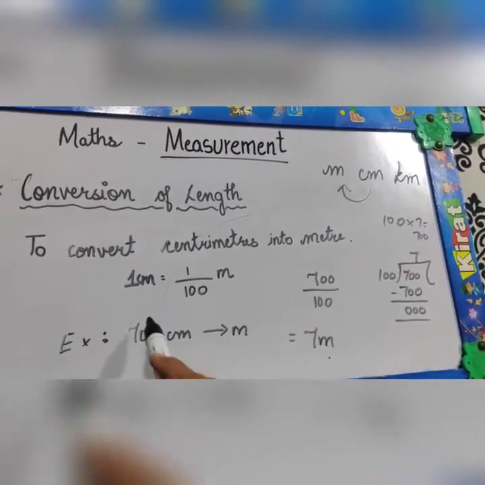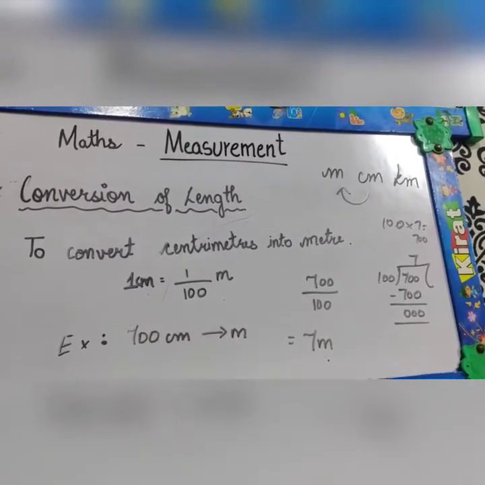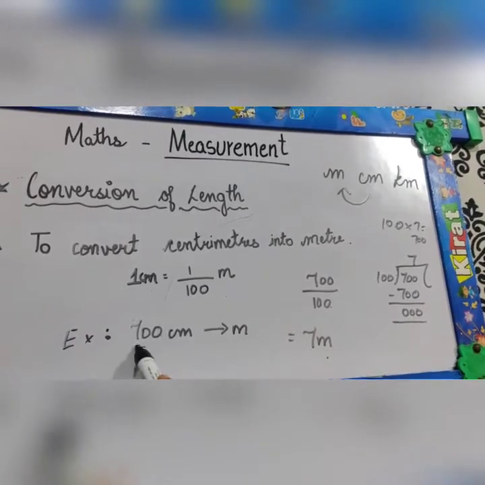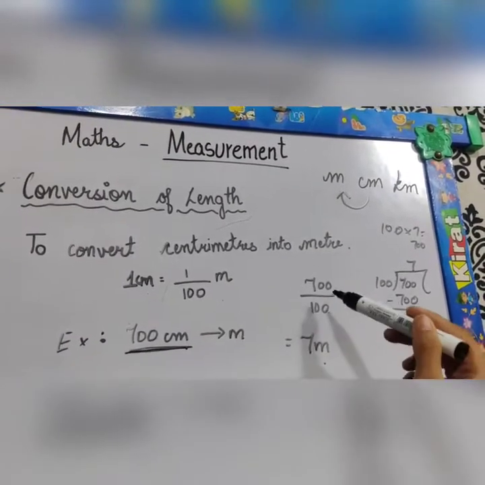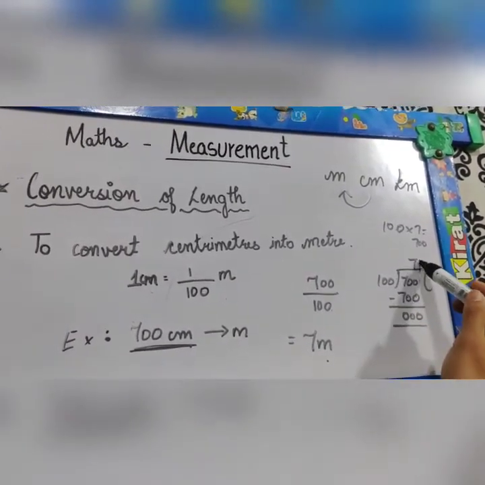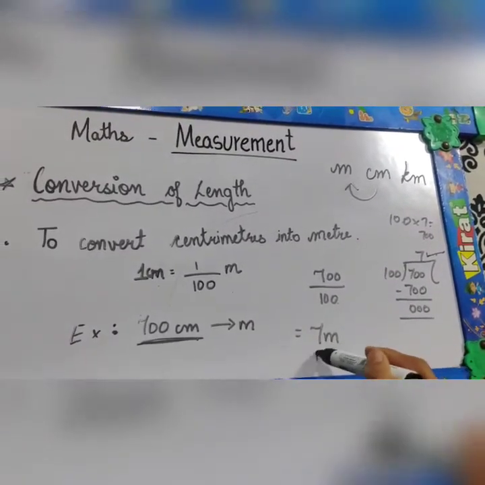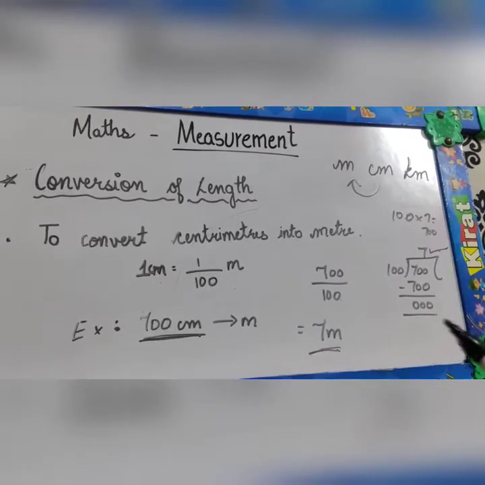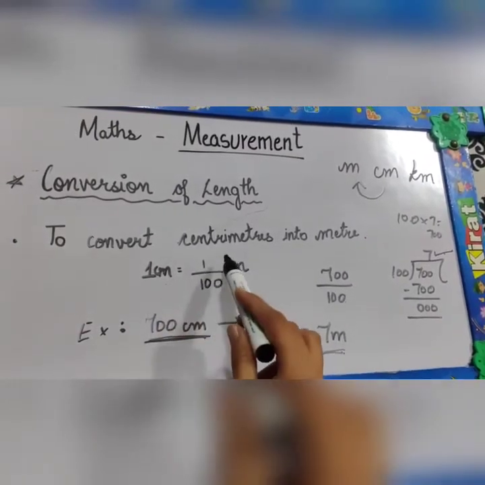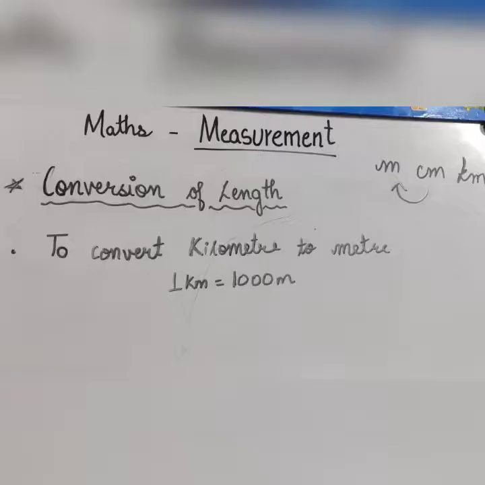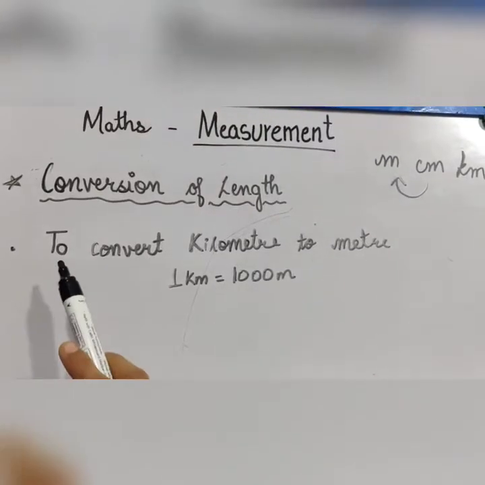When we have to convert from centimeter to meter, what will we do? We will divide the number of centimeter by 100. So the quotient that we will get is in meter. So the answer is 7 meter. Remember that 1 centimeter is equal to 1 divided by 100 meters. Let us do the next conversion.